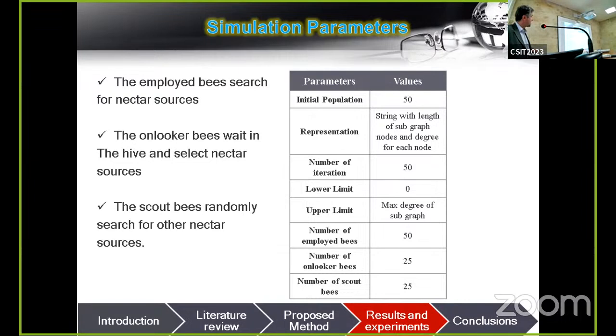In the simulation, you can see the values of the parameters. For the honeybee algorithm: initial population 50, representation string with the length of subgraph nodes and the degree for each node, number of iterations 50, lower limit 0, upper limit the max degree of the subgraph, number of employed bees 50, number of onlooker bees 25, and number of scout bees 25.